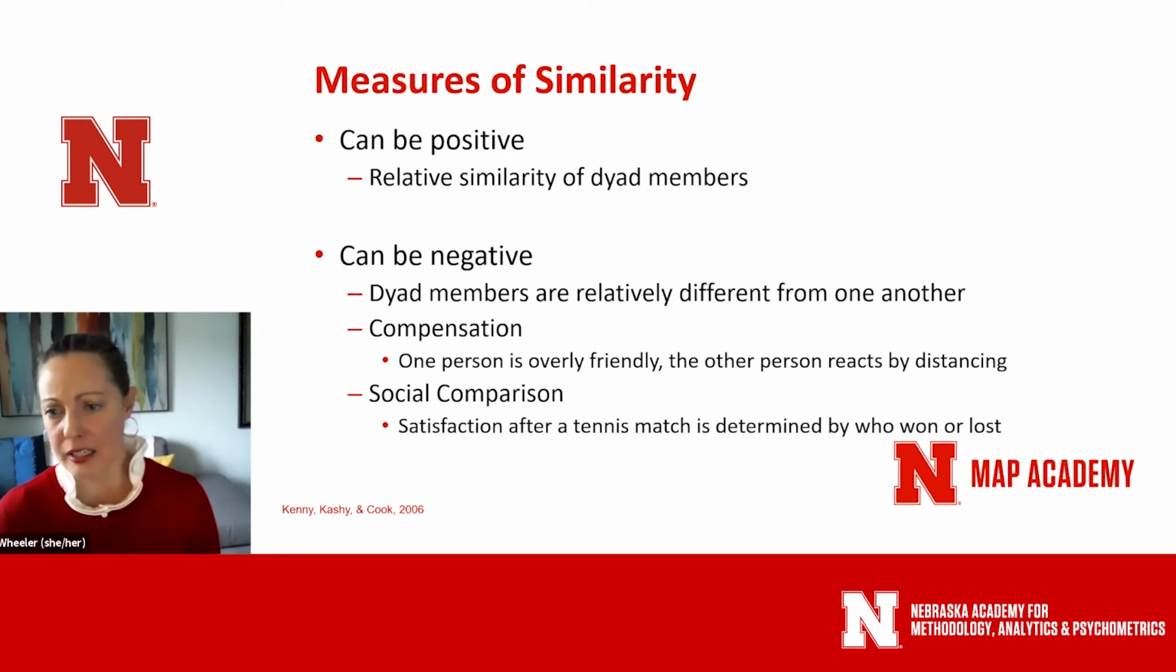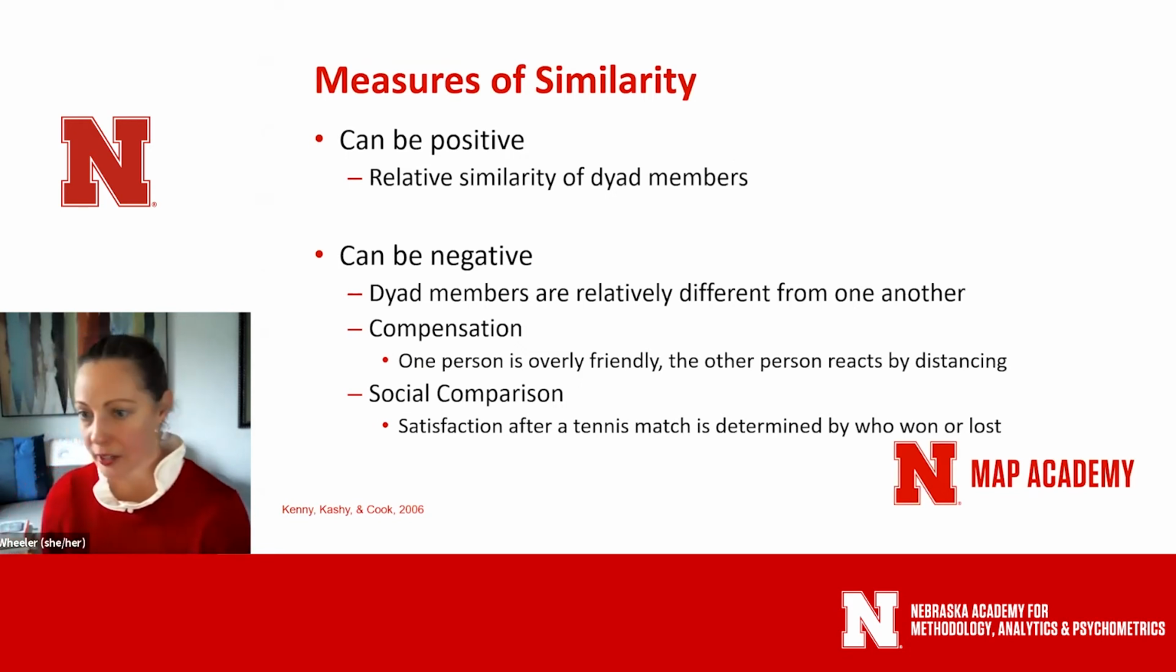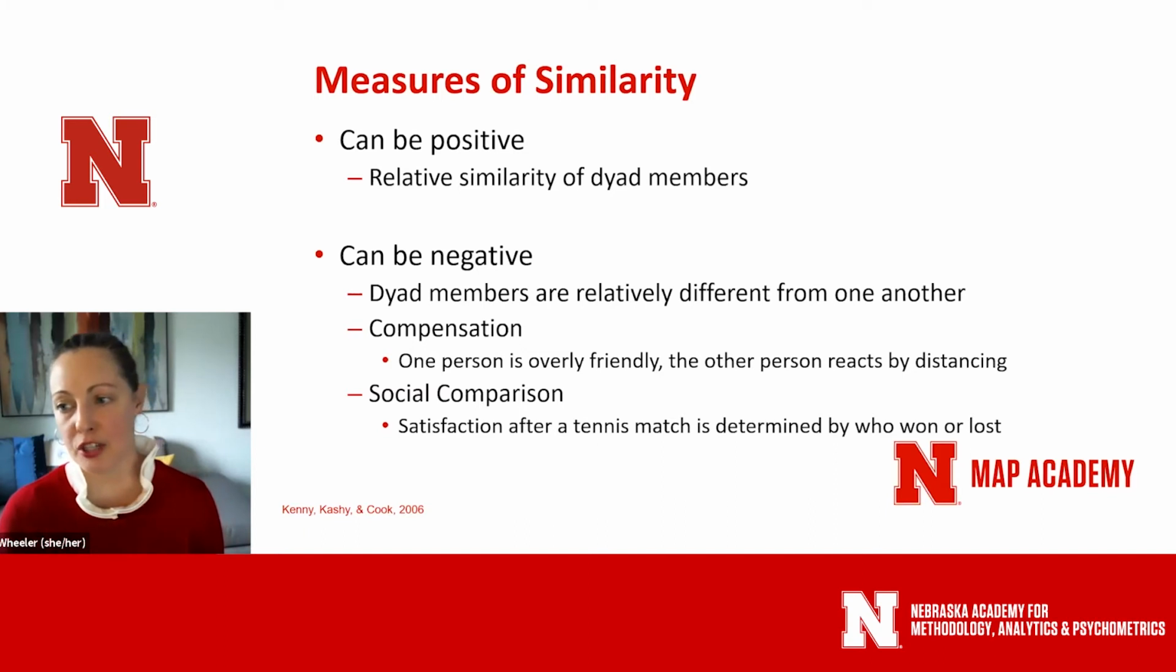So dyadic indices of similarity provide an alternative way to measure the non-independence that exists within dyads. These indices can be positive, a positive number, which suggests the relative similarity between dyad members. Though counterintuitive, as we all know, measures of similarity can also be negative, capturing when two members are relatively different from one another.